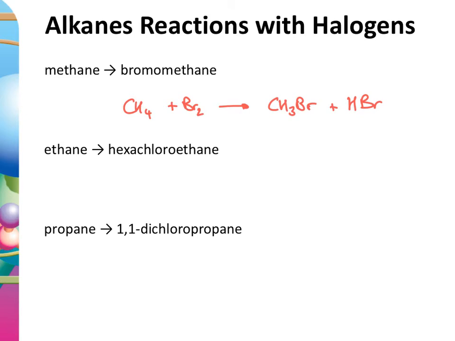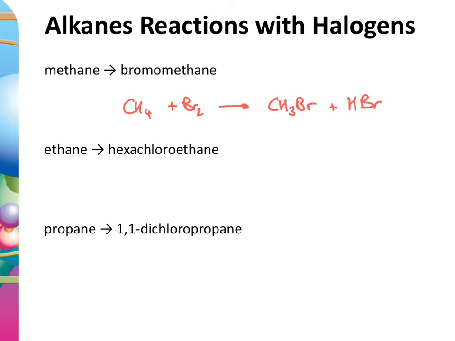That is very similar to the one on the previous slide. The one on the previous slide was methane and chlorine making chloromethane. This is methane and bromine making bromomethane. So it is essentially identical. It is the same equation, except we have bromine instead of chlorine. Let's have a look at the next two, though, because they're slightly different.